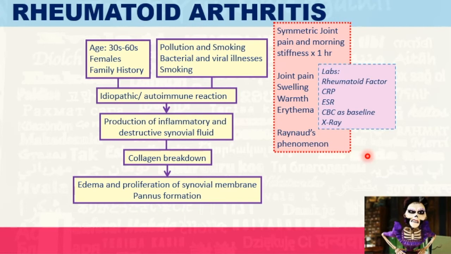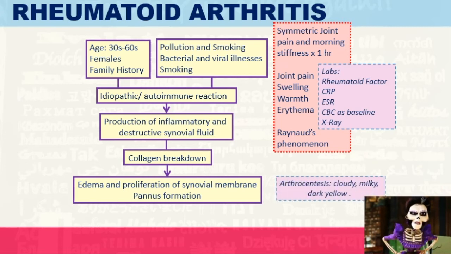CBC will not have a diagnostic value, but it is intended for future comparison. And then the X-ray, of course, class, will show breakdown of the joints, or breakdown of the cartilages also, and then the pannus formation. You will not be seeing much on the bone itself, but if you look at the joint, there will be evidence of swelling and erythema in rheumatoid arthritis.